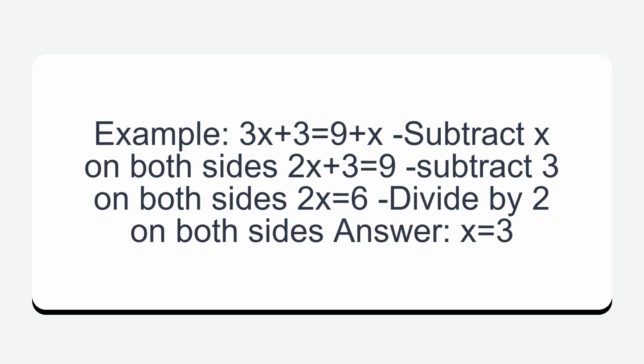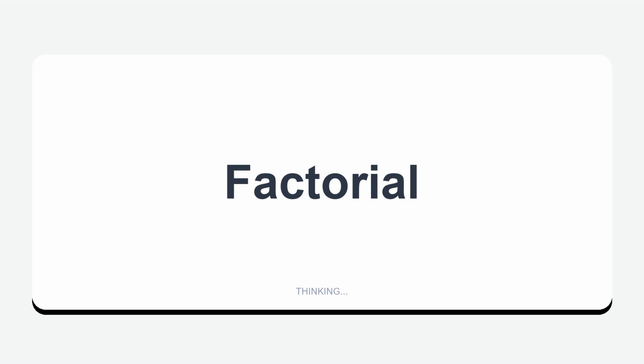Example: 3x plus 3 equals 9 plus x. Subtract x on both sides. 2x plus 3 is equal to 9. Subtract 3 on both sides. 2x equals 6. Divide by 2 on both sides. Answer: x equals 3.